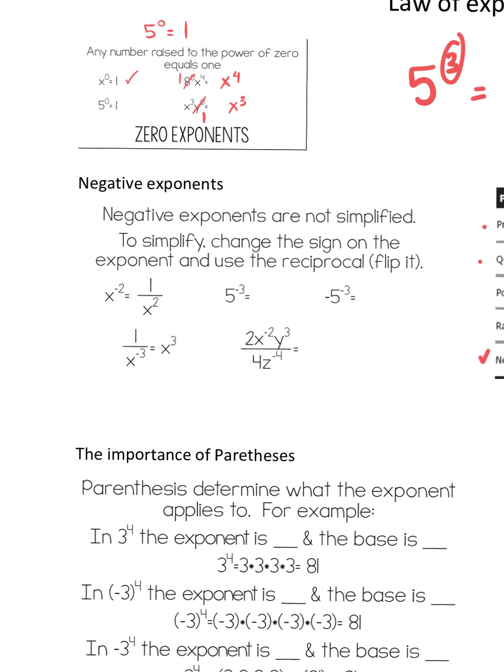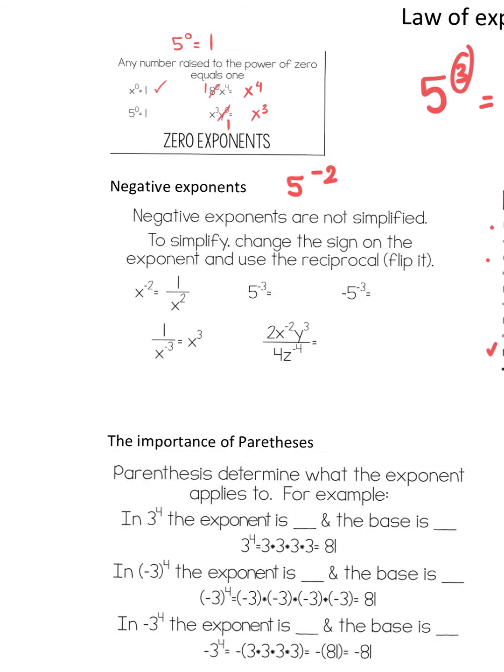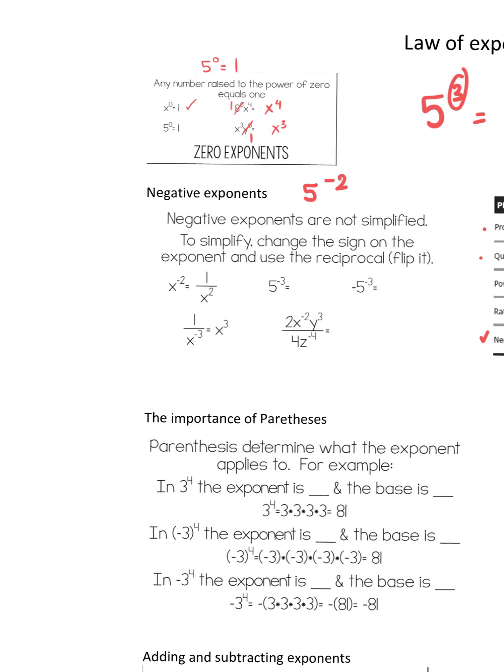they are not simplified, okay? If you have 5 raised to the power of negative 2, okay? You cannot leave it like that. We have to simplify them by changing the sign of the exponent and using the reciprocal, which means you're going to flip your fraction. Okay, so another way that's easier for you to understand is we are going to flip and negate. So you have to remember this term for me when we have negative exponent.